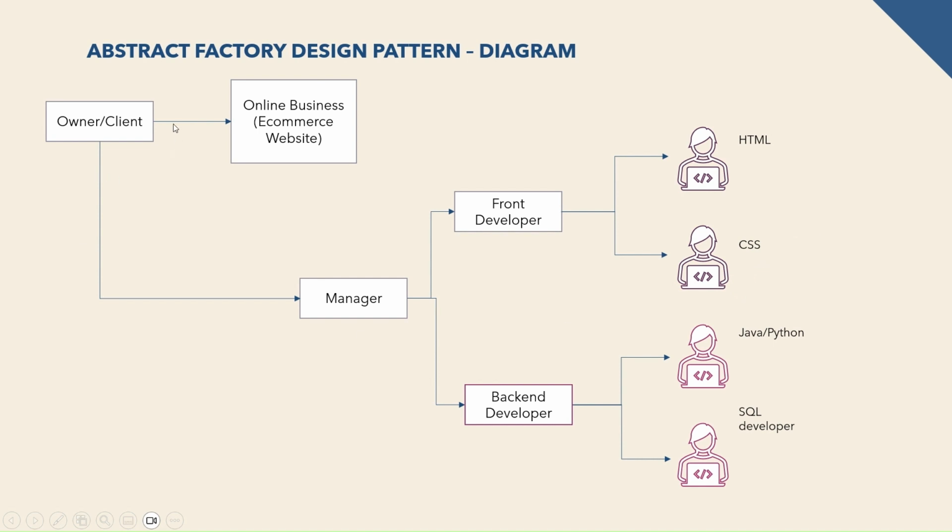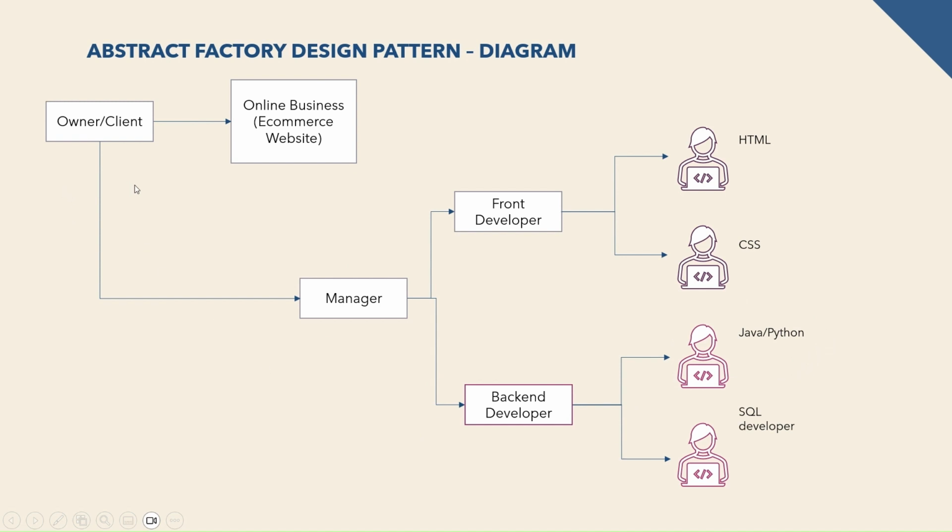Suppose a client is planning to do some changes in his business logic, he just posts that to the manager. The manager is responsible to pick up the corresponding developer. In this case, that is a backend developer, where it is aligned to the Java or Python developer to take care of the business logic.